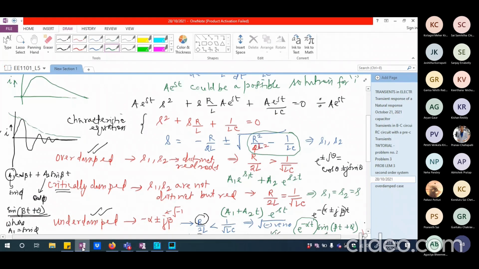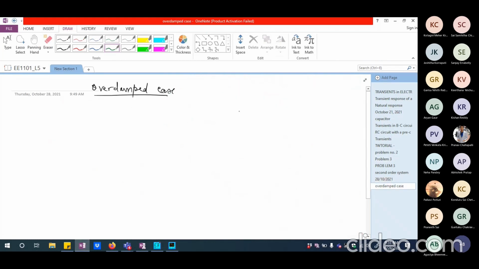Yes, ma'am. Okay, got it. So basically what we are trying to say is there are 3 cases of solution where we are going to have either overdamped or underdamped or critically damped. And the critically damped case is not very commonly encountered because it is only when you are transitioning from one case to another.